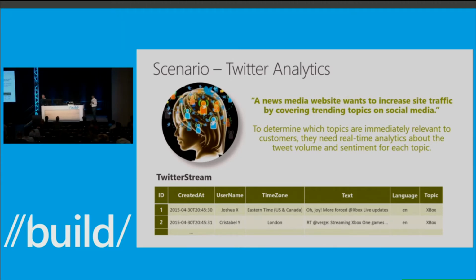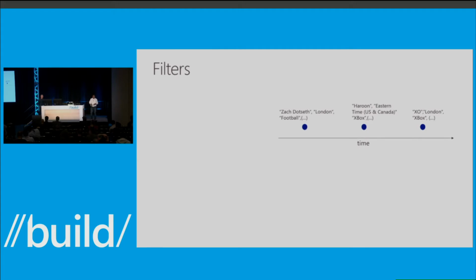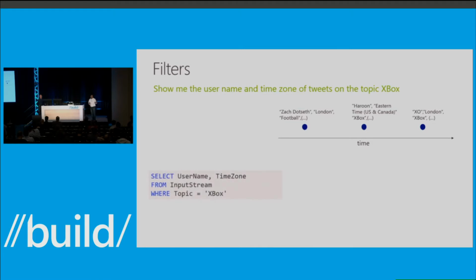We have a timestamp, we have the user who is tweeting, the text of what they're tweeting, time zones, etc. Now, if I have this Twitter stream and I want to say, show me the username and the time zone of a particular topic, say Xbox, how would I write that? Now consider here, the stream is moving towards the right, the time flows towards the right, and we are all familiar with our SQL statements. It is just as simple as you had been using it. So I use a select here, I use the username, the time zone from the incoming stream, and where topic equals Xbox, right?